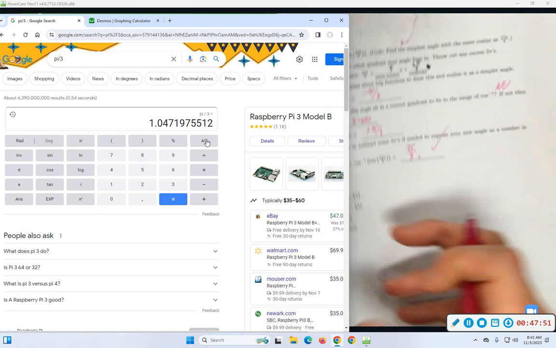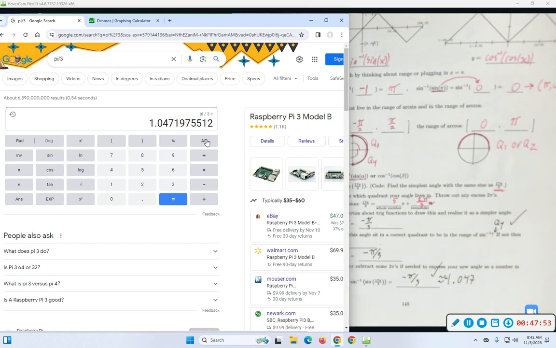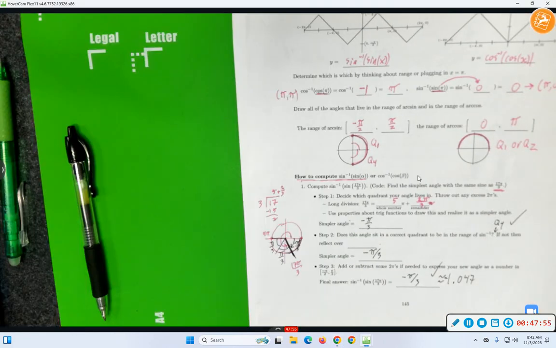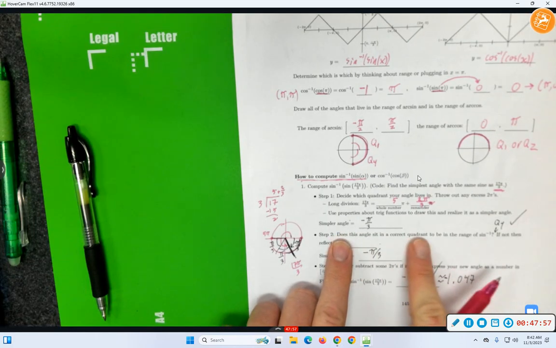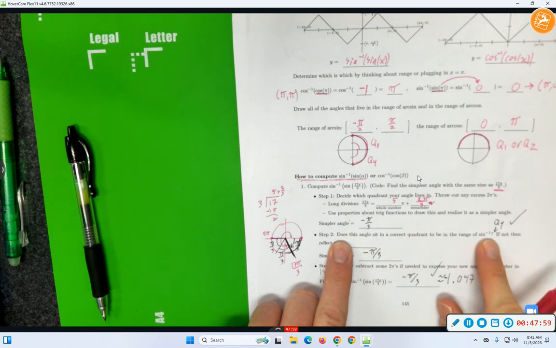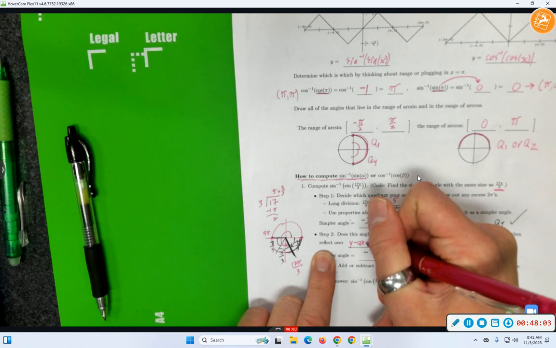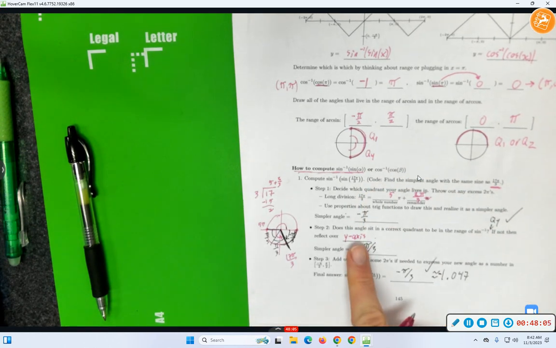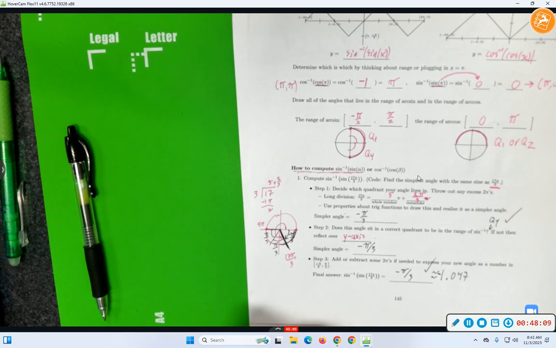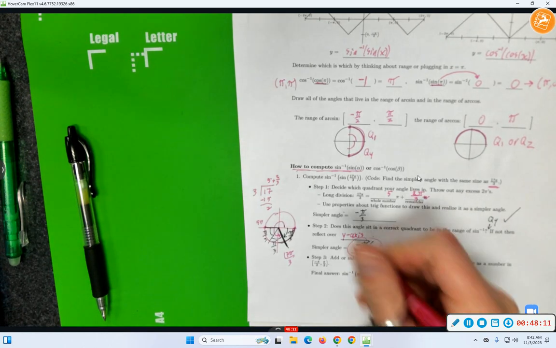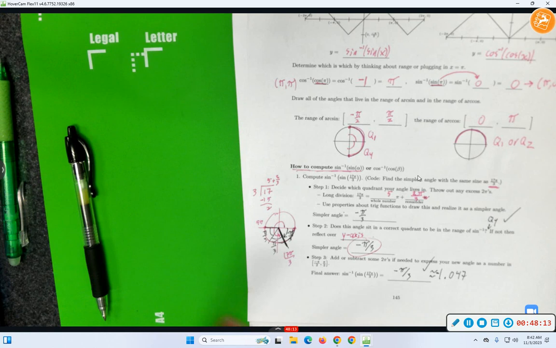So I'm going to flip back to this previous page to fill in just one blank that I didn't because it wasn't relevant that time. If your angle doesn't sit in the correct quadrant to be in the range of inverse sine, then you need to reflect over the y-axis. We didn't that time because it was already in the right quadrant. But sometimes you need to reflect over the y-axis, in which case you need to think about what the simpler angle will become when you reflect it over the y-axis.